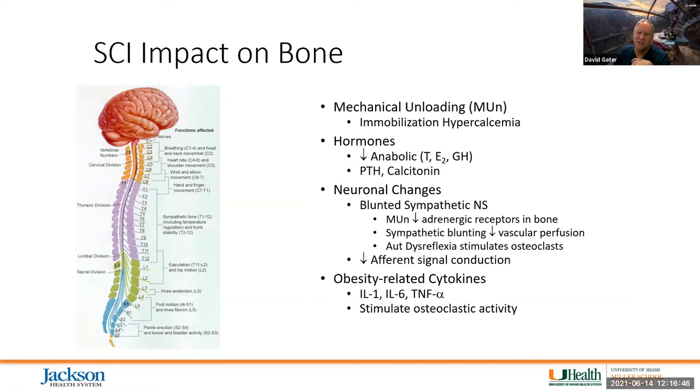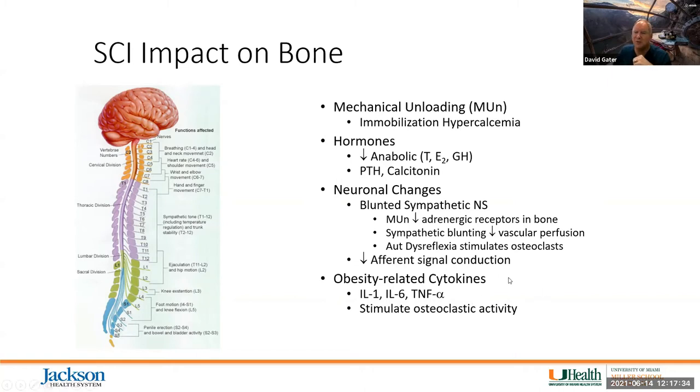The neuronal changes that we see after a spinal cord injury, remember you have a blunted sympathetic nervous system. And so your motor units are going to decrease adrenergic receptors within the bones. The sympathetic blunting also decreases vascular perfusion to the bones. And then intermittent bouts of autonomic dysreflexia, where you have these intermittent bursts of sympathetic nervous system activity, also stimulate osteoclasts, which causes bone breakdown. So ultimately, you see decreased afferent signal conduction, and this combination of features also causes bone resorption, or bone loss.